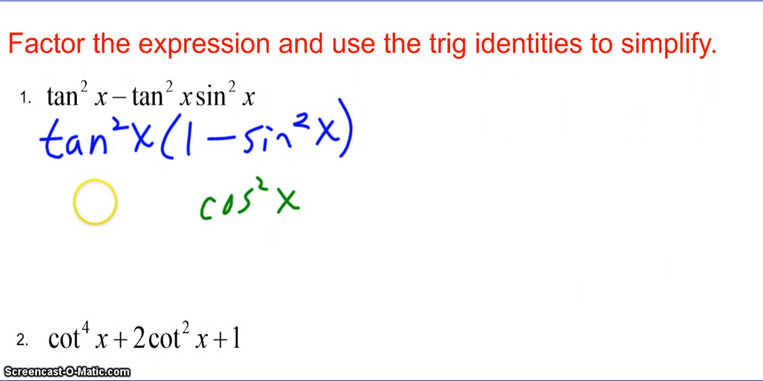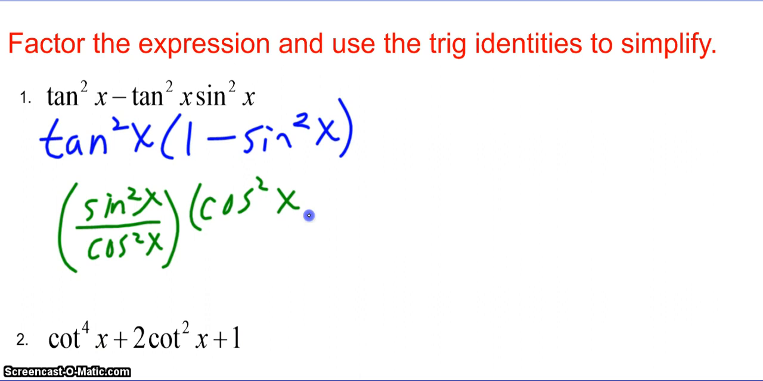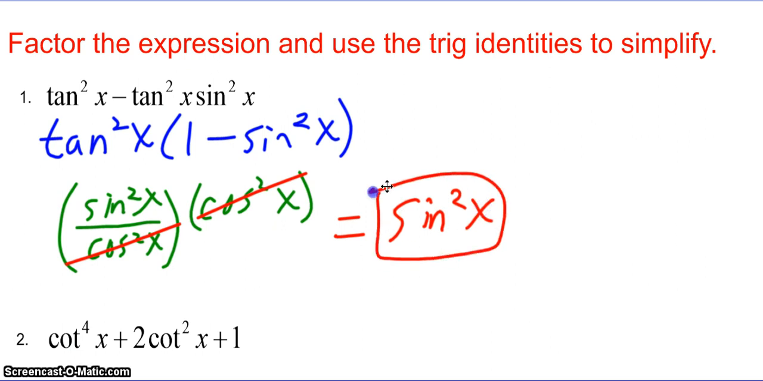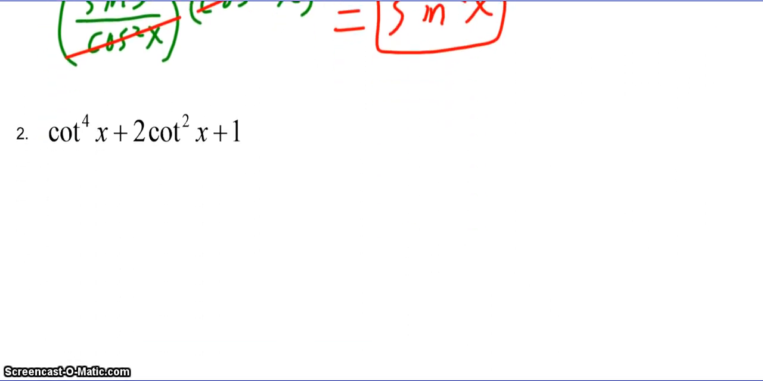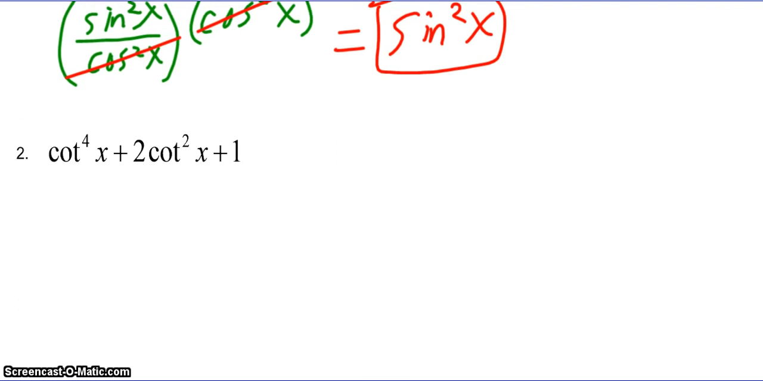What's tangent squared? Tangent squared is sine squared over cosine squared. Now these cancel, and I'm left with just sine squared of x. So I want you to take a minute, pause the video, and try to factor and simplify cotangent to the 4th x plus 2 cotangent squared x plus 1.